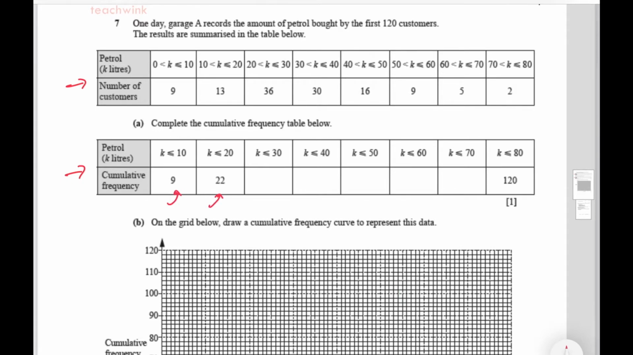What you need to do next is add 22 and 36. That gives us 58. When you add 58 and 30, you get 88. Then you add 88 and 16, you get 104. Then you add 104 and 9, you get 113. Then you add 113 and 5, you get 118. And then you add 118 and 2, you get 120.